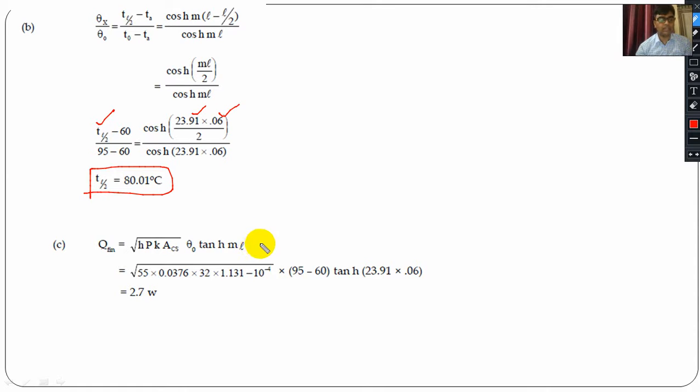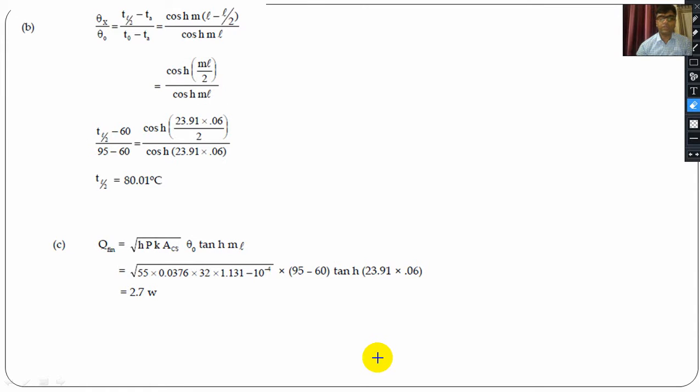Now the last section of that problem is to evaluate the rate of heat transfer from the base. So Q fin is equal to square root of hp kcs theta naught tanh mL, because it's a case of insulated tip. So you just put all those values, you get the 2.7 watt rate of heat transfer.